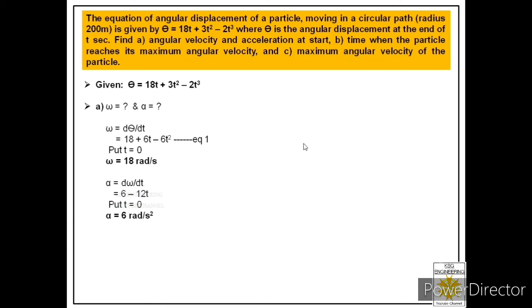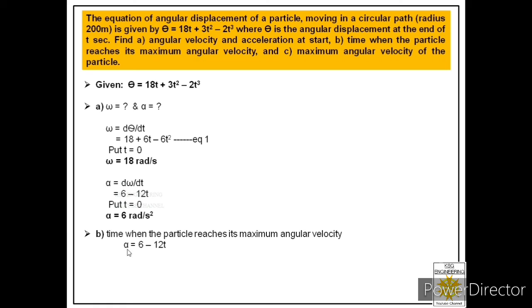Now let us move on to part B of this question. In part B we have to find the time when the particle reaches its maximum angular velocity. In order to find this, we have to observe a very important point: the particle reaches its maximum angular velocity when angular acceleration becomes 0. So we need the equation of angular acceleration of the particle, and that we have already calculated as 6 minus 12t.